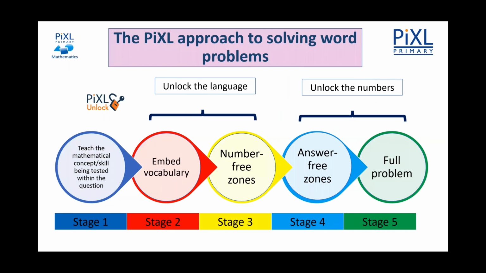Pixel have a whole section on using numberless word problems called number and answer free zones. Once pupils have discussed and understood the context of the problem, it is easier for them to identify the structure within it. The final stage in this approach is to present the same problem, but with different numbers, so children can demonstrate their understanding.